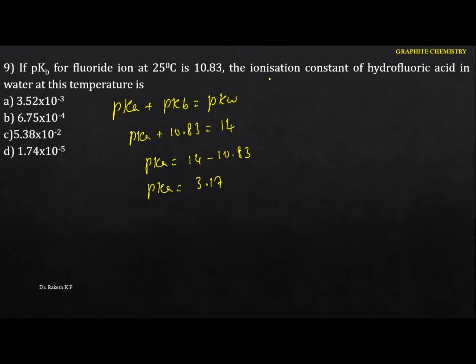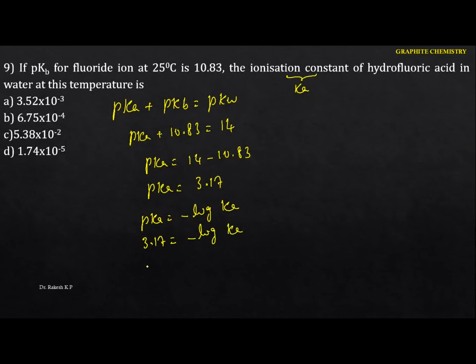Here what you have to calculate is the ionization constant. The ionization constant or the dissociation constant is nothing but Ka. But here what we got is the pKa, and what we have to calculate is Ka. So we know the equation: pKa is nothing but the negative logarithm of Ka. Substituting the value, 3.17 is equal to minus log Ka.